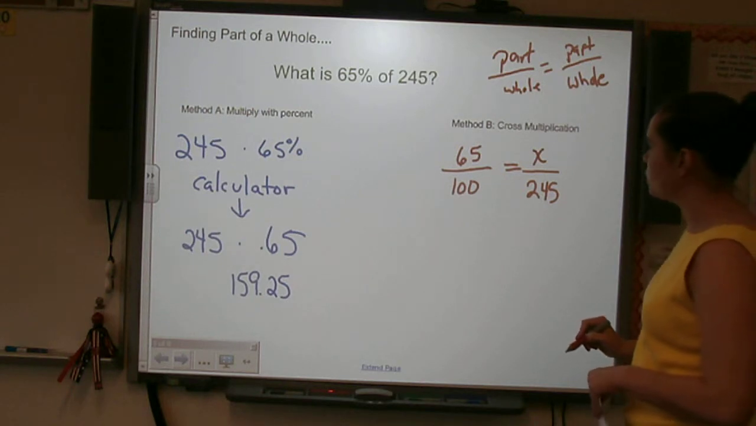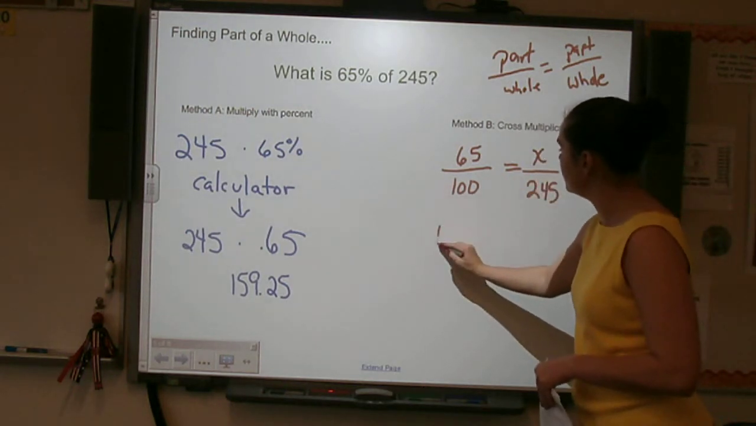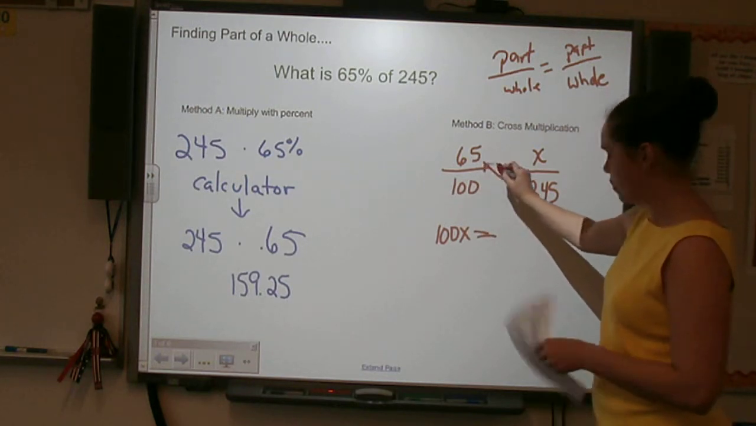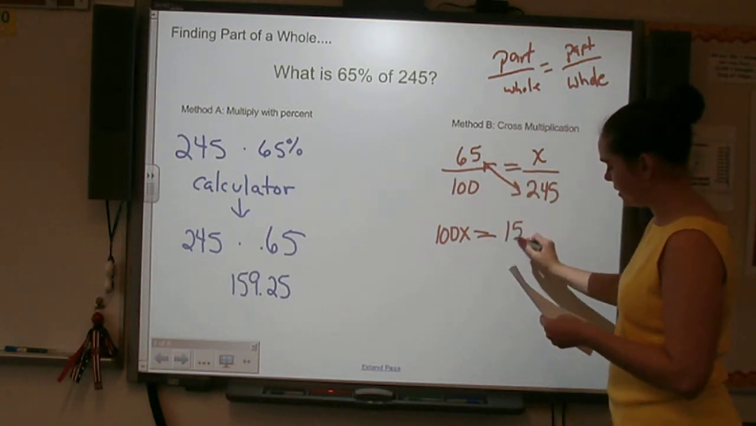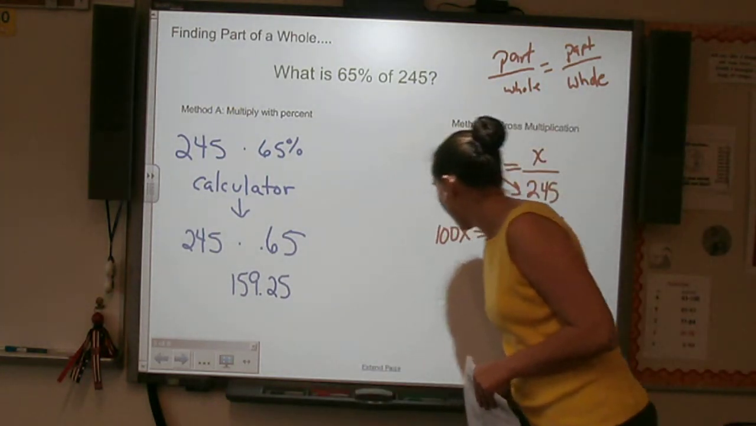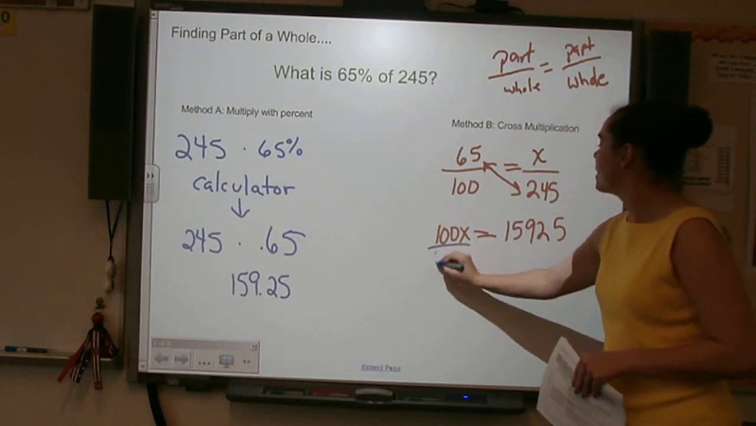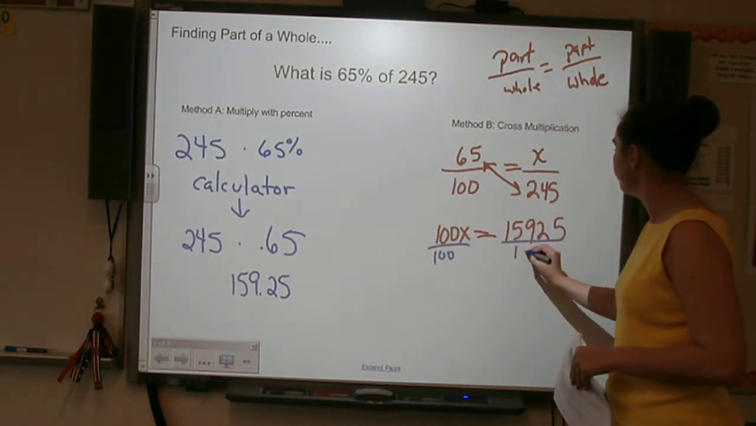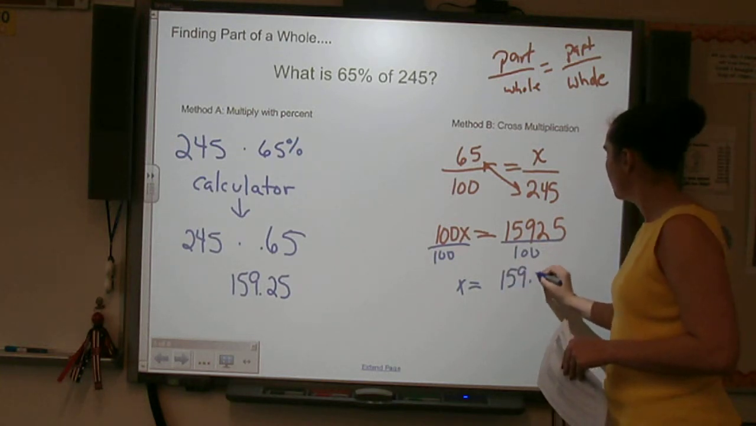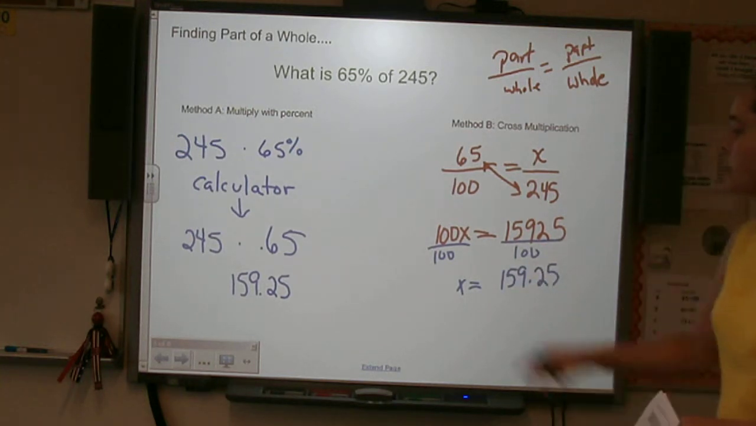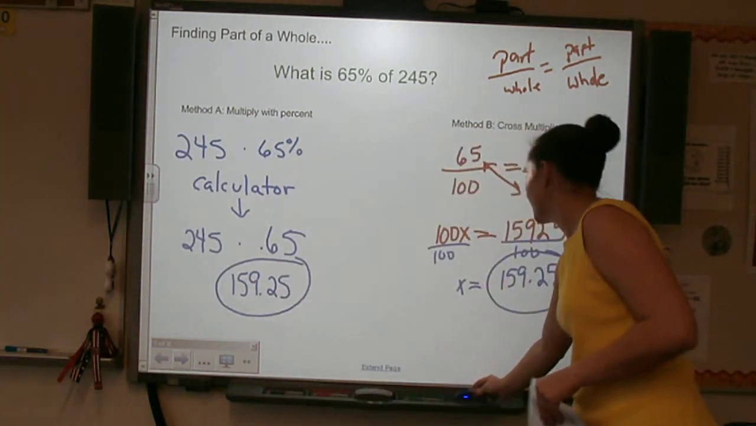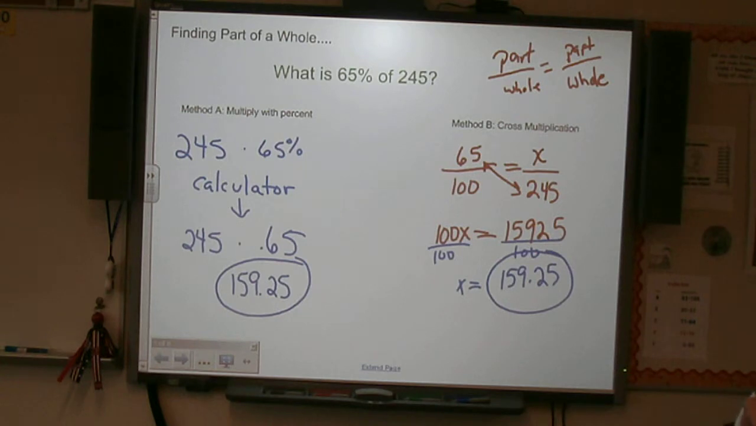So now we're going to cross multiply. 100 times x is 100x. And 65 times 245 is 15,925. Now our next step is to solve for x by dividing both sides by 100. And that is going to give us x is equal to 159.25. Notice in both methods A and B, we get 159.25.